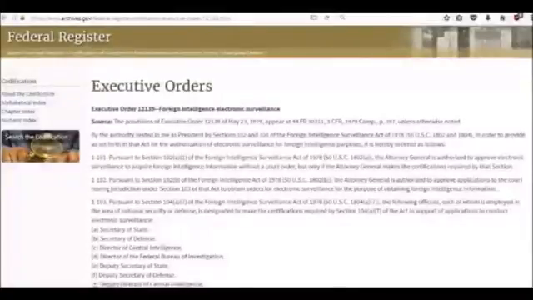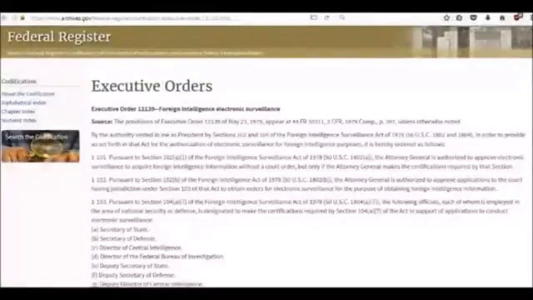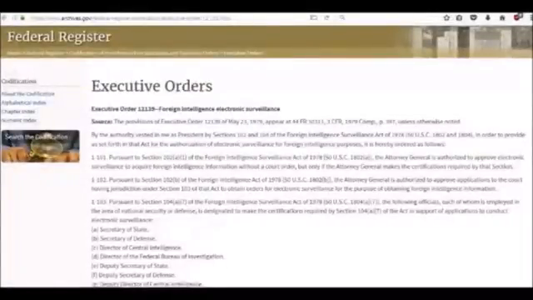102. Pursuant to Section 102B of the Foreign Intelligence Act of 1978, the Attorney General is authorized to approve applications to the court having jurisdiction under Section 103 of that Act to obtain orders for electronic surveillance for the purpose of obtaining foreign intelligence information. 103. Pursuant to Section 104A(7) of the Foreign Intelligence Surveillance Act of 1978, the following officials, each of whom is employed in the area of national security or defense, is designated to make the certifications required by Section 104A(7) of the Act in support of applications to conduct electronic surveillance.